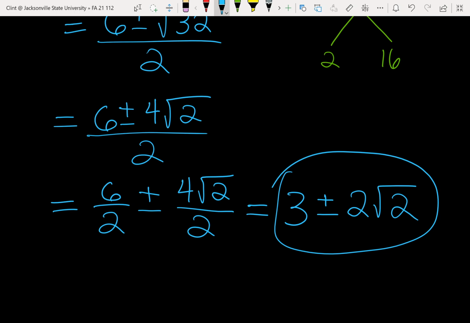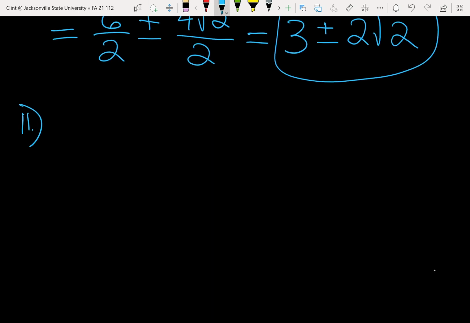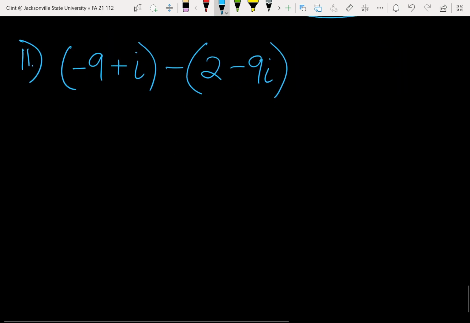Number 11, we get some i's. We deal with some complex numbers. Number 11 says evaluate the difference. Write our answer in a plus bi form. It gives us negative 9 plus i minus 2 minus 9i. Remember, on these we can just treat the i just like a variable. We can treat it like an x.